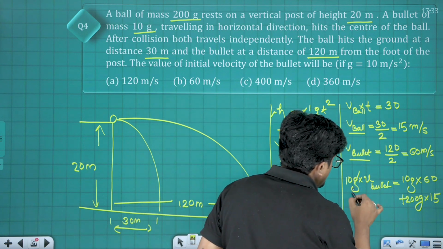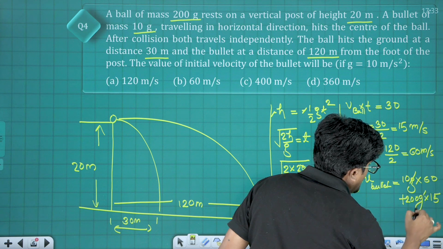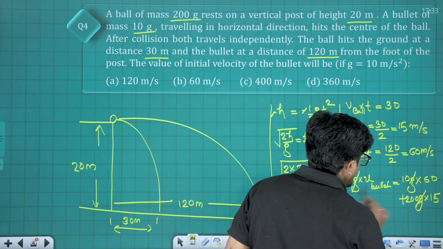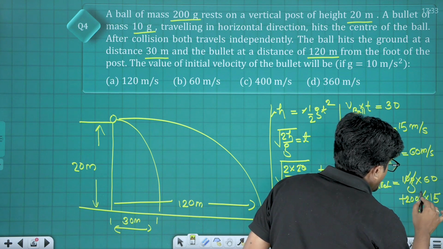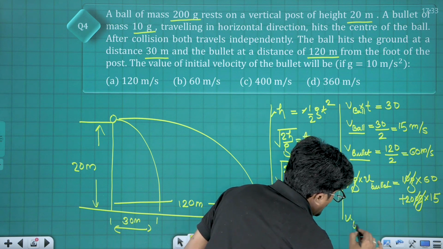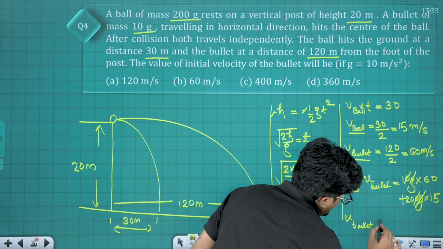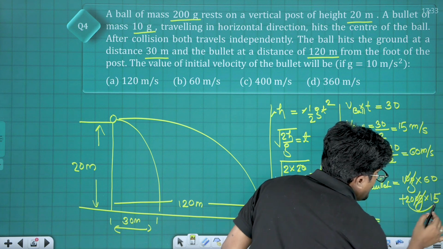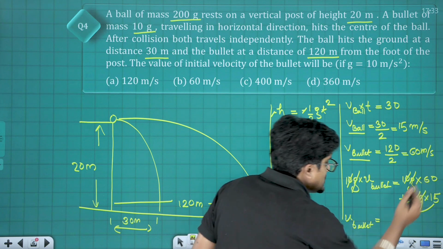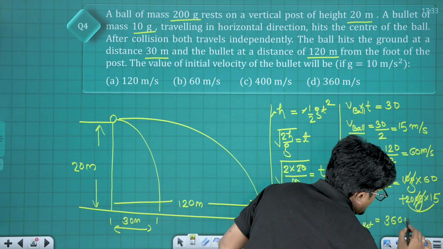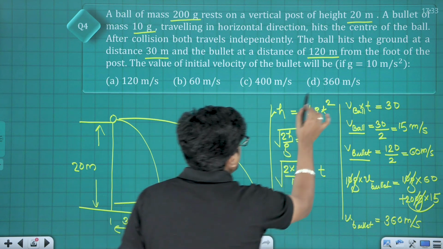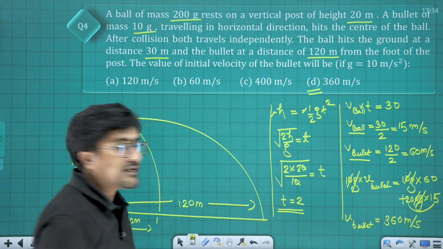Now what happens here is gram, gram and gram will cancel. Now there is another possibility of cancellation, that is of 10 each. So I am cancelling that as well. Now initial velocity of bullet is coming as, see here, 15 into 2 is 30 and 30 into 10 is 300 and I have got 60 here. So the answer is 360 meter per second, which means option D must be the correct answer.